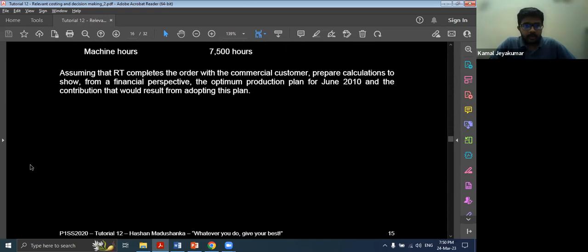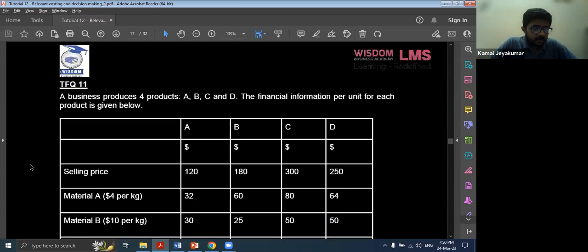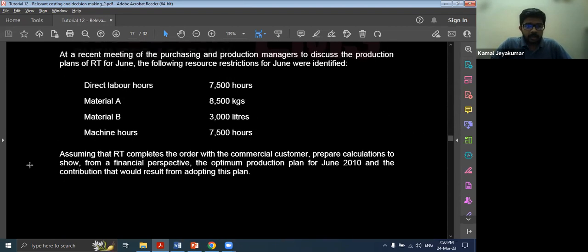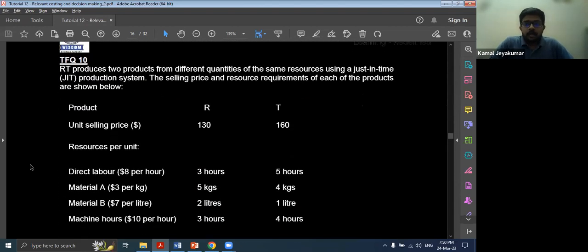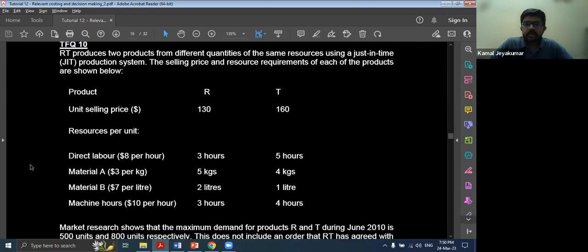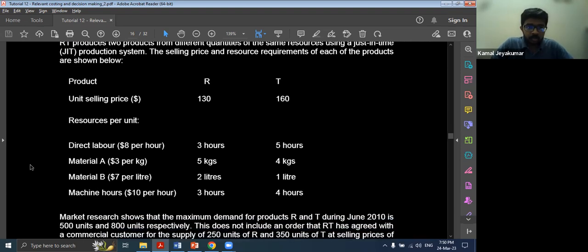TFQ 10. Right, let's try TFQ 10. RT produces two products from different quantities of the same resources using a just-in-time production system. The selling price and resource requirements of each of the products are shown below.